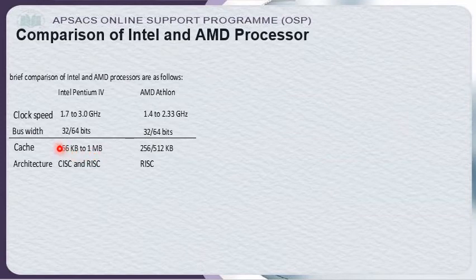The important thing is the cache memory. Intel processors have cache memory from 256 KB to 1 MB. But when we talk about the Athlon AMD processor, it is from 256 to 512 KB. Intel Pentium processors use CISC and RISC both architectures, but AMD processors use RISC architecture only.